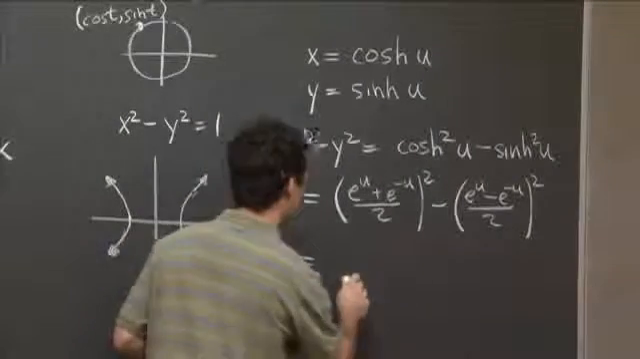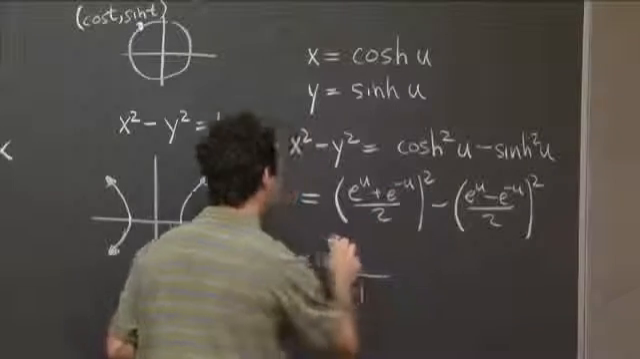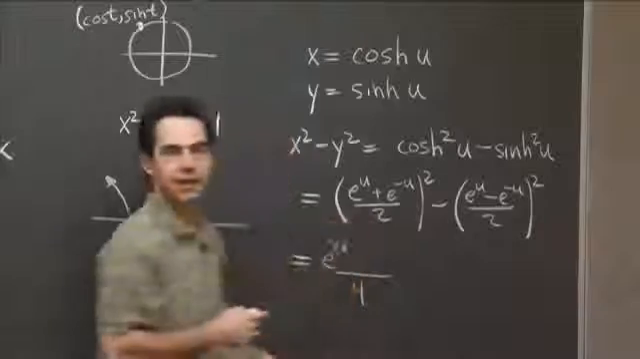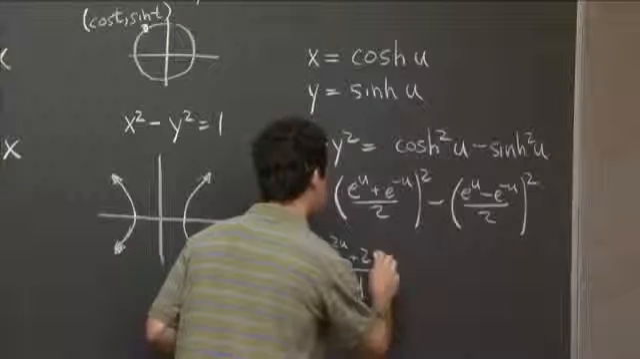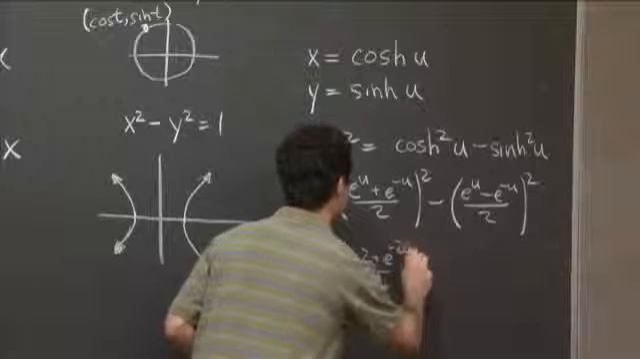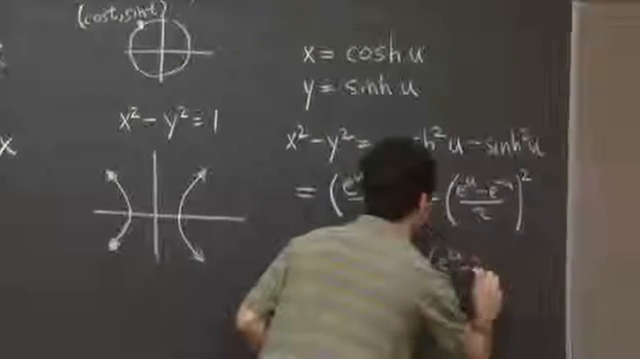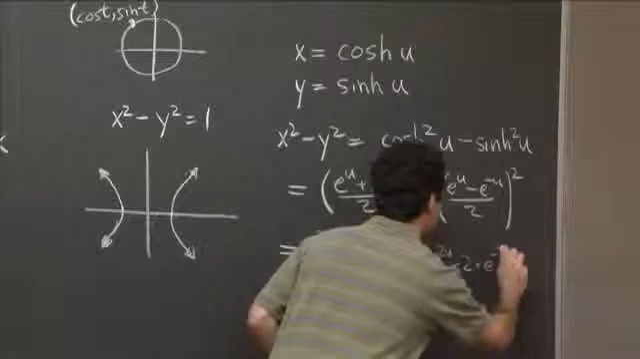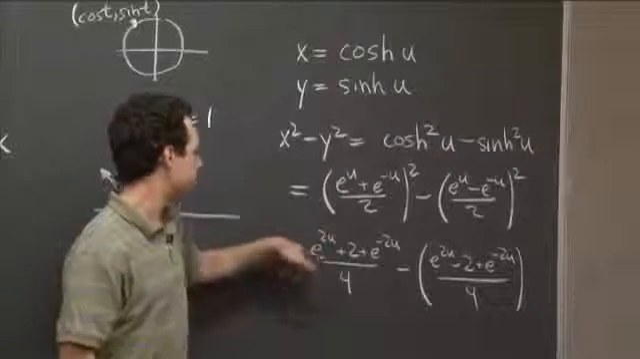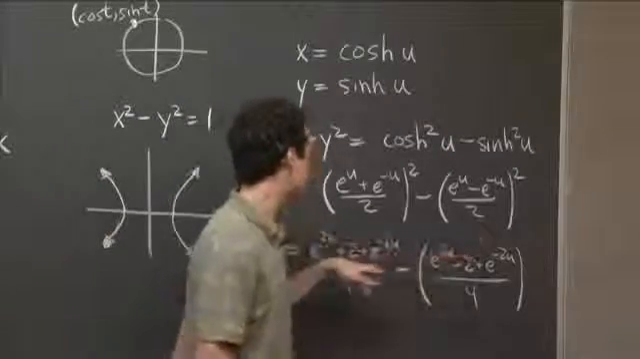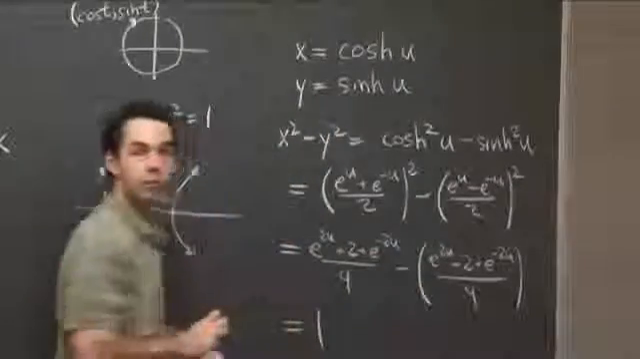So, over 2 squared is over 4, and we square this, and we get e^(2u). Then we get 2 times e^u times e^(-u), but e^u times e^(-u) is just 1. So plus 2 plus e^(-2u), minus e^(2u) minus 2 plus e^(-2u). Same thing over here, over 4. The e^(2u)'s cancel and the e^(-2u)'s cancel, and we're left with 2 minus minus 2, that's 4. So this is 4 over 4, which is equal to 1.